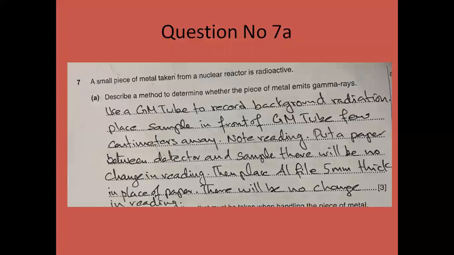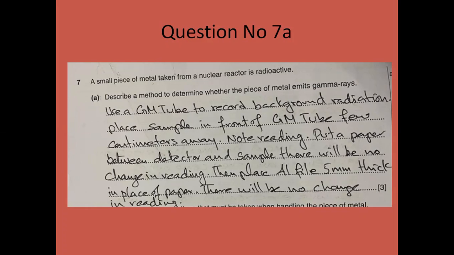Okay, so let's have a look at my written answer. Use a GM tube to record the background radiation. Place the sample in front of the GM tube, a few centimeters away from the GM tube. Note the reading. Put a paper between the detector and the sample.